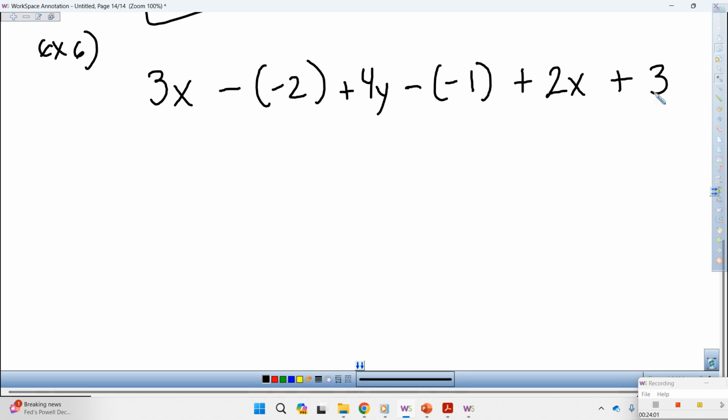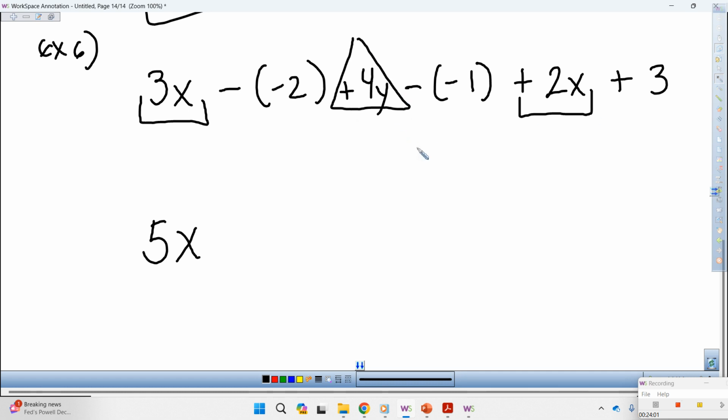Let's do this one together. Ready? Where do we start, everyone? Variables. So let's start with the first variable, which is x. Is there another x? Yes. And it's a positive. So what is 3x plus 2x? 5x. Bring that down. 5x. Next, is there another variable? Yeah, there's a different one here, Mr. Q. Is there another y outside of that one? No, so bring that one down.